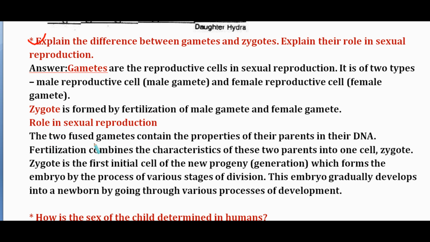Role in sexual reproduction. The 2 fused gametes contain the properties of their parents in their DNA. Fertilization combines the characteristics of these 2 parents into one cell, that is known as the zygote. Zygote is the first initial cell of the new progeny generation, which forms the embryo by the process of various stages of division. This embryo gradually develops into a newborn by going through various processes of development.